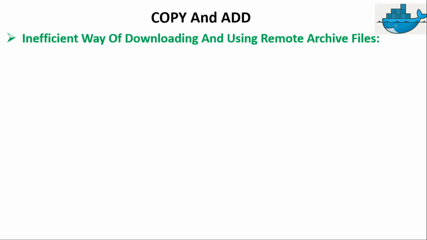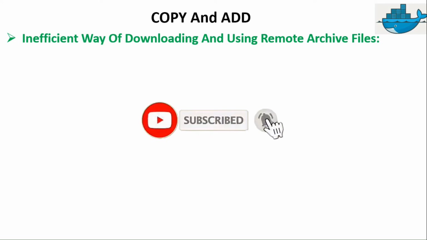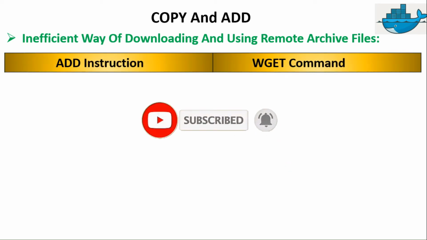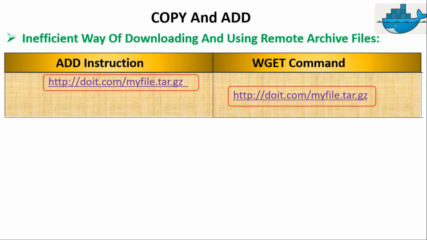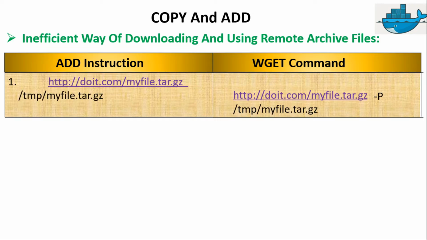So friends, first let us see the inefficient way of downloading and using the remote archive files. And then friends, later on we will see the efficient way of doing the same thing. So friends, let us suppose that we want to download the archive file with the name myfile.tar from some remote location http://doit.com to the local machine's temp directory. Then friends, we can download this remote file by writing the ADD instruction inside the Dockerfile like this, or by using the wget command inside the RUN instruction like this, as shown on the screen.